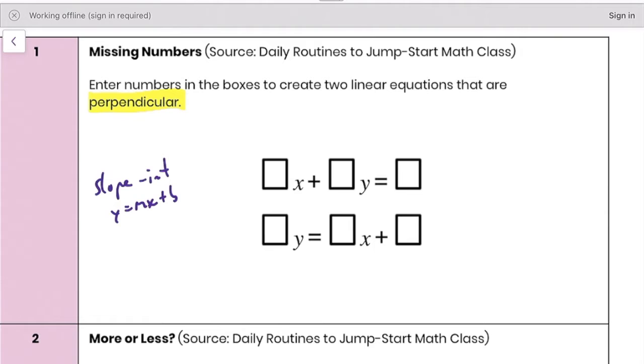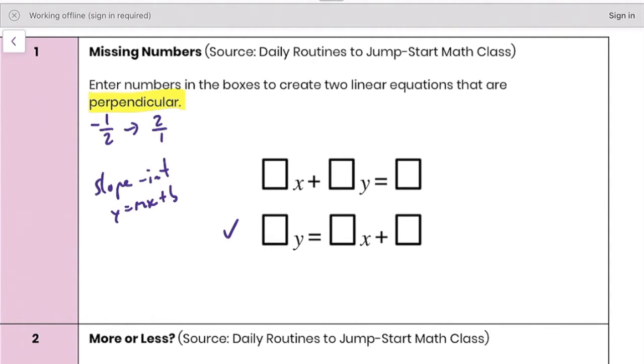For number one, they want us to put some numbers in these boxes so that they are perpendicular. Now remember, perpendicular means that the slopes are negative reciprocals. So for example, if one of them was negative 1/2, then the slope for the other one has to be positive 2 over 1. Okay, so the first thing we need to do is put them in slope-intercept form.